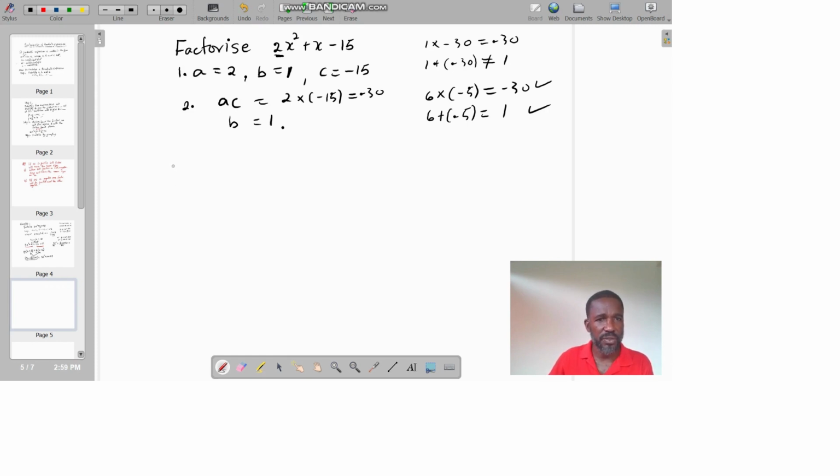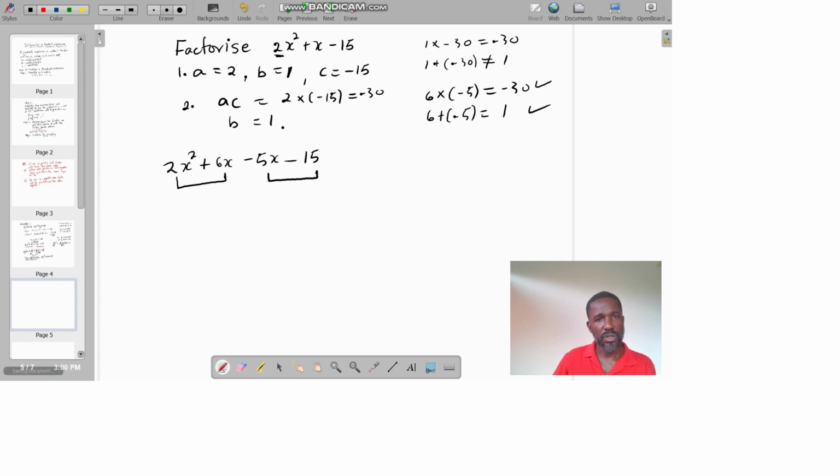Having found those factors, we are now going to replace b with those two factors. So we have 2x squared plus 6x minus 5x minus 15. Again, what we want to do is group those two first terms and then those two last terms. Now we want to see what is common between these two first terms, so we want to find the HCF, the highest common factor, between them.